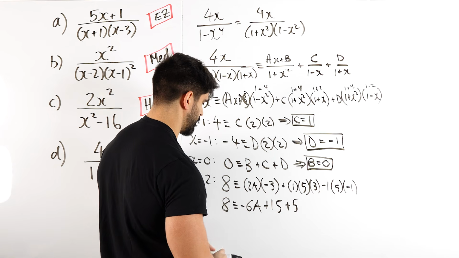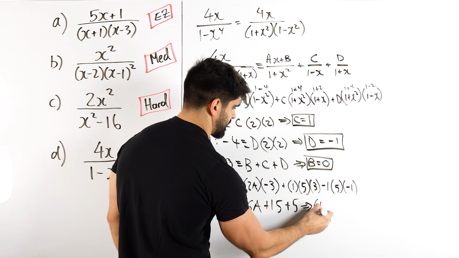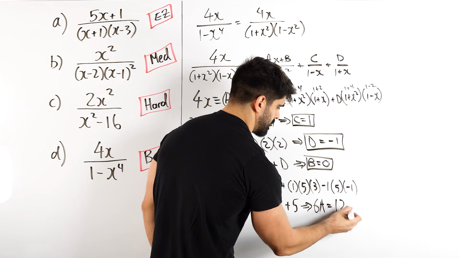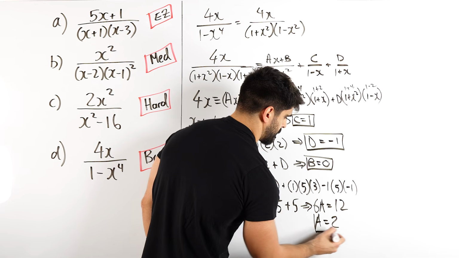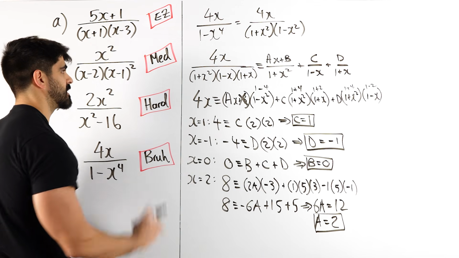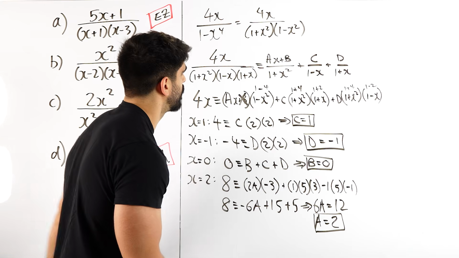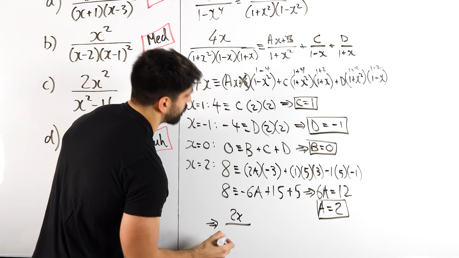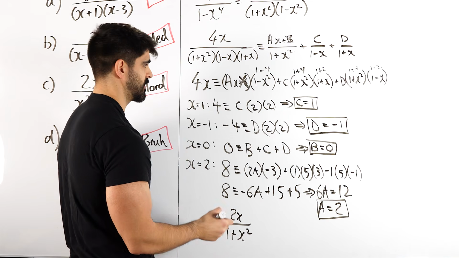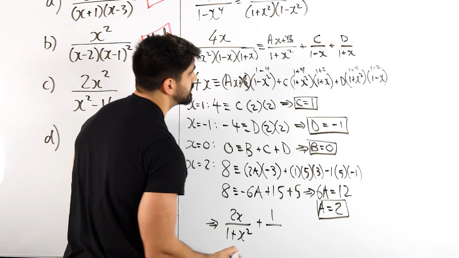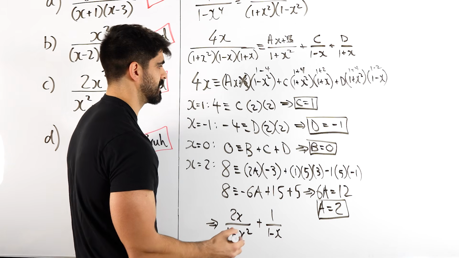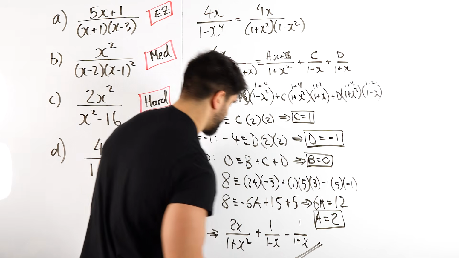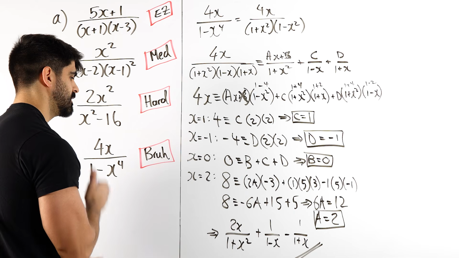Bring that here, move the 8 over. So I get 6a, 20 minus 8, 12. A is 2. Beautiful. And just because it's a tough question, I want the satisfaction of writing the answer, okay? Allow me. So I get 2x, remember b was 0, 2x over 1 plus x squared. C is 1 over 1 minus x. And d is minus 1, minus 1 over 1 plus x. And that is our partial fraction decomposition.